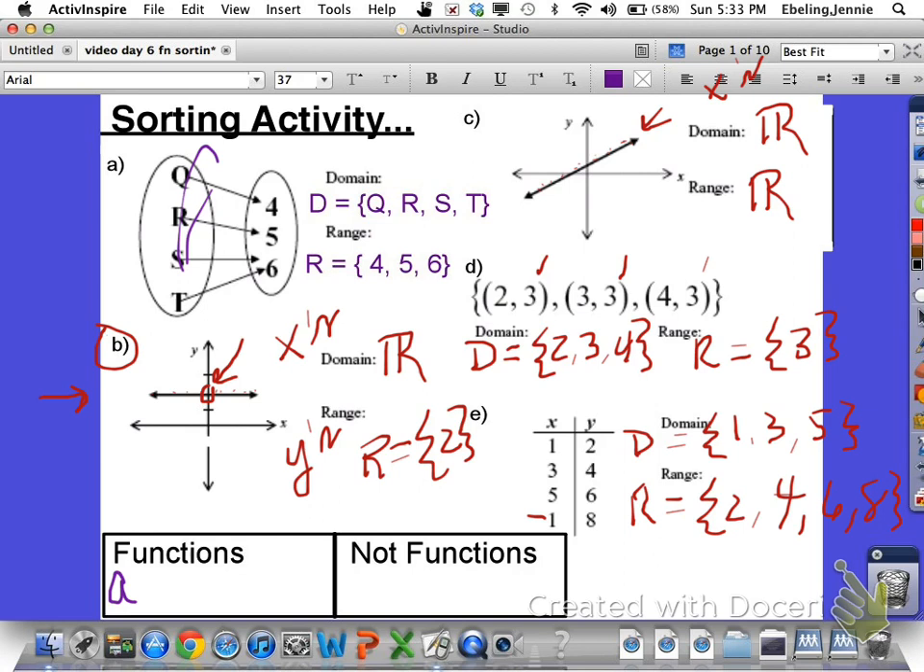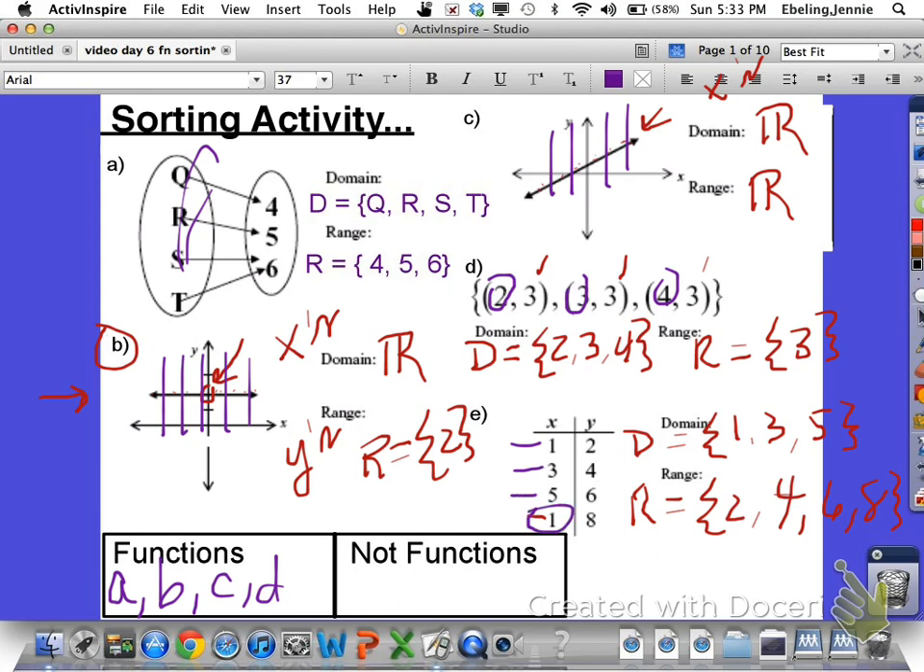B, did any of those x values repeat? If I was to do the vertical line test, it's only going to hit it at one spot, so B is a function. What about C? Does it pass the vertical line test? Yep, it's only going to hit any of those vertical lines only once, so that's a function. What about D? Did my x coordinates repeat? Nope, they did not, so that is a function. In E, did any of my x values repeat? Oh, yep, right down here it did, so E is the only one that is not a function.